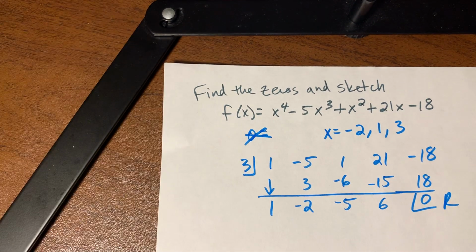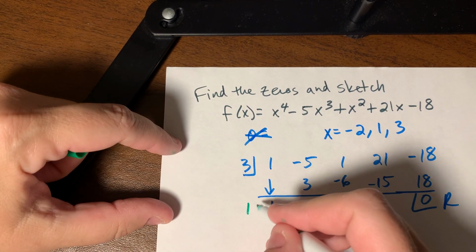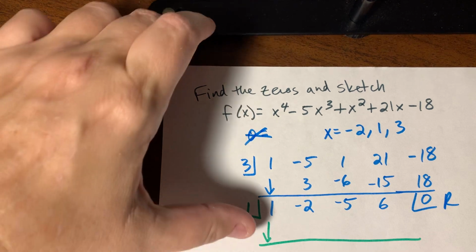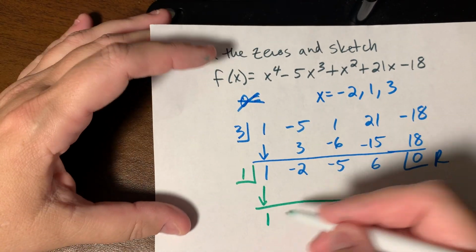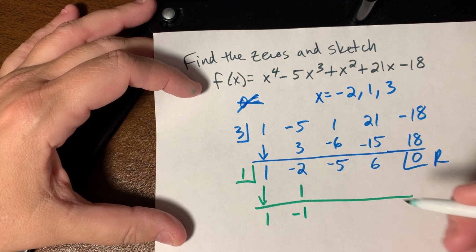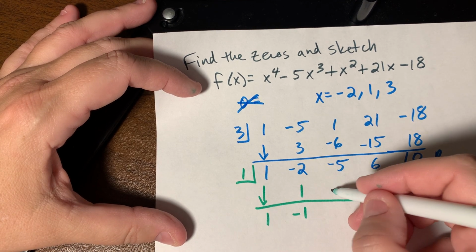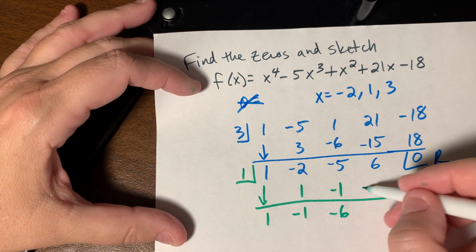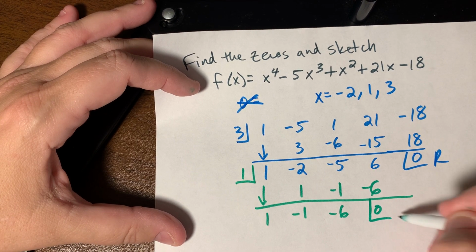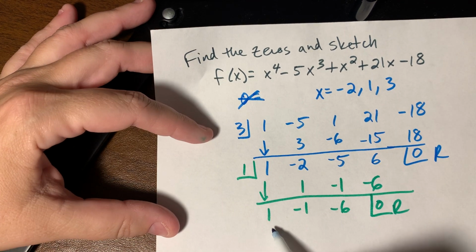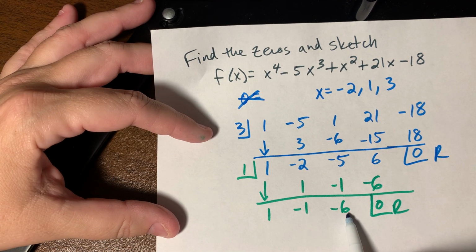So now I'm going to try out my next 0. How about we try 1? So we got a 1, drops down. 1 times 1 is 1. Combine here, -1. -1 times 1 is -1. Combine -6. Multiply. And there we go. That's our remainder. Now I'm left with x squared minus x minus 6.